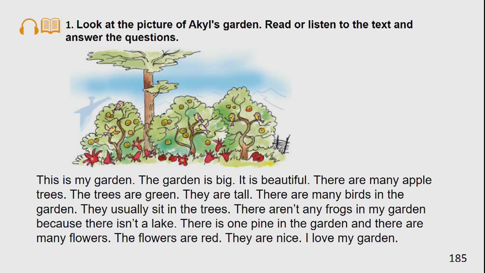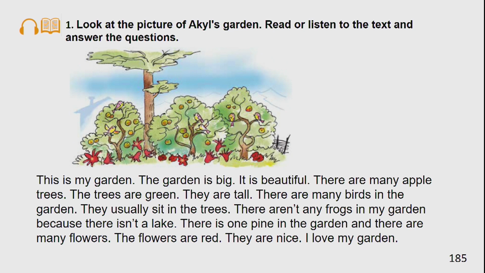Let's start. This is my garden. The garden is big. It is beautiful. There are many apple trees. The trees are green. They are tall. There are many birds in the garden. They usually sit in the trees. There aren't any frogs in my garden because there isn't a lake. There is one pine in the garden and there are many flowers. The flowers are red. They are nice. I love my garden.